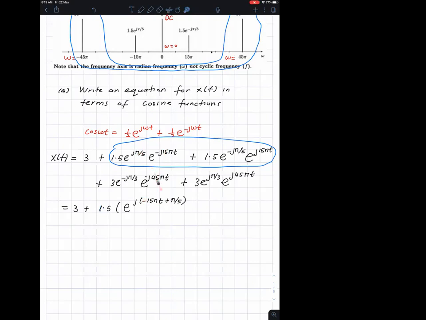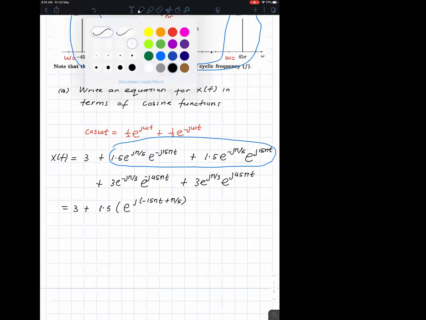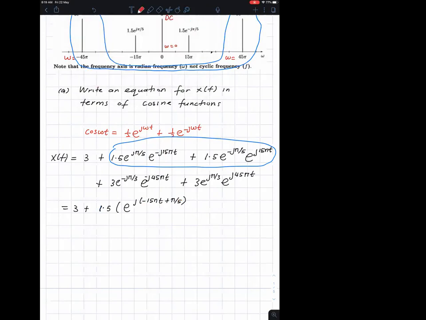And this pi over 5, I'm writing the frequency times time first, and then the phase part. That's how we usually write things. We write the frequency, remember, for example, e to the j omega t plus or minus theta, right? In that format.